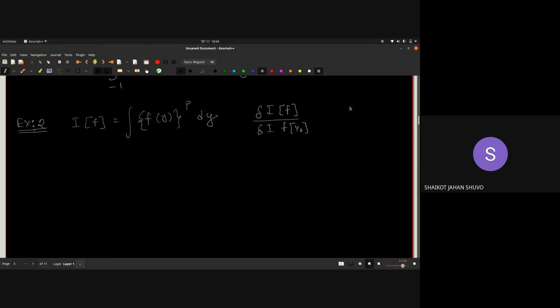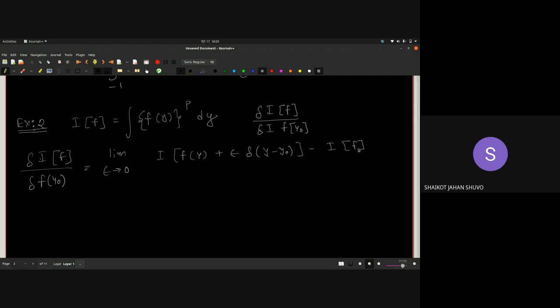So let's do the definition thing again. It's good to know how to compute things from the very first principles, so that's why I'm showing this to you people. And let's say, I can just write y naught. Okay, fine, this is fine as well. We have to compute this. Again, write down the definition. There will be I of f of y, there will be epsilon delta, our reference point is y, another point is y naught, minus I of f, and then there is this epsilon thing, right?